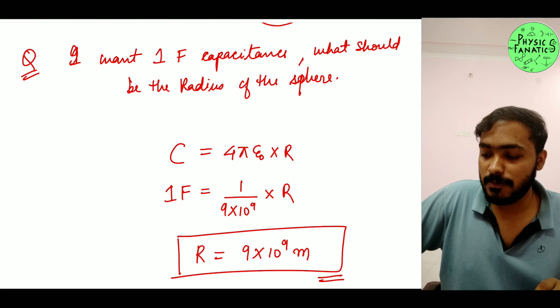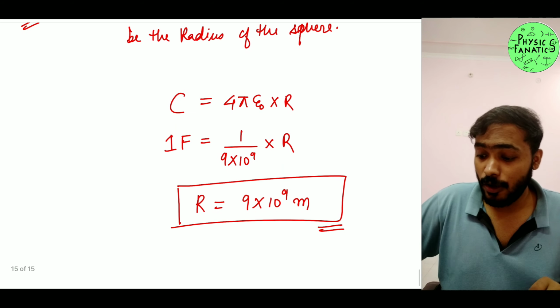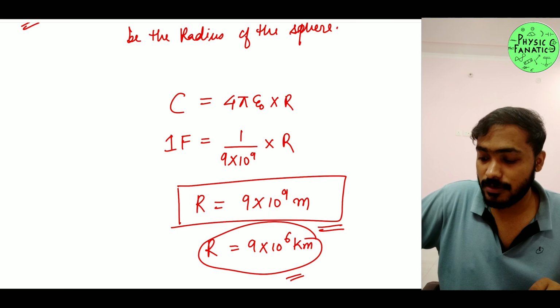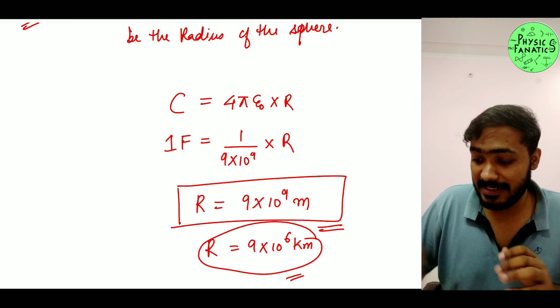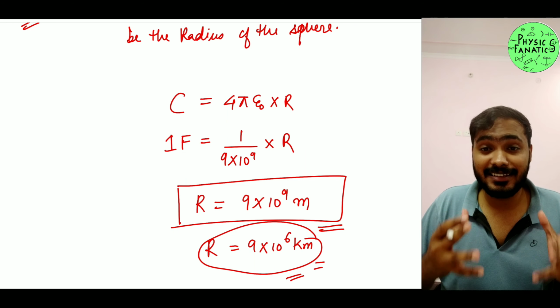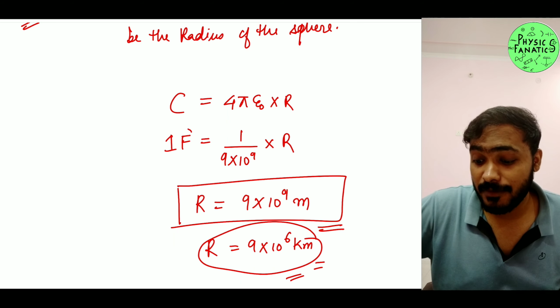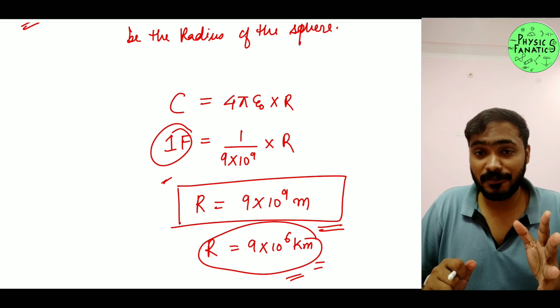So this much big, 9 into 10 to the power 9 meter. Or I can simply say r is equal to 9 into 10 to the power 6 kilometer. Is that yes or no? So this much big dimensions I'll be needing. This is even bigger than the radius of the Earth. So I need a big sphere so that I can have 1 farad capacitance. I hope you guys can get the feel of it, right?